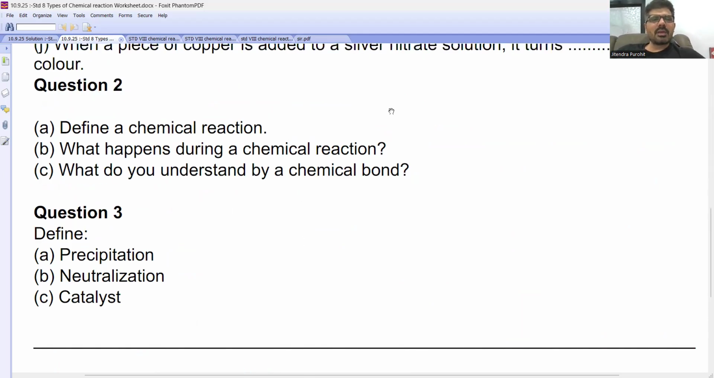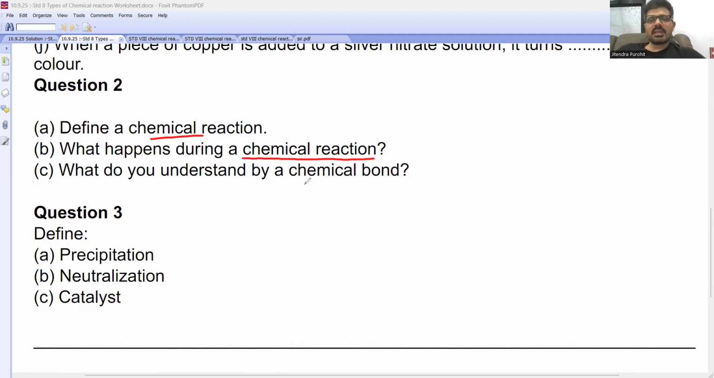What happens during a chemical reaction, beta? You all know. Reactants react to form a new product. New compounds are formed.